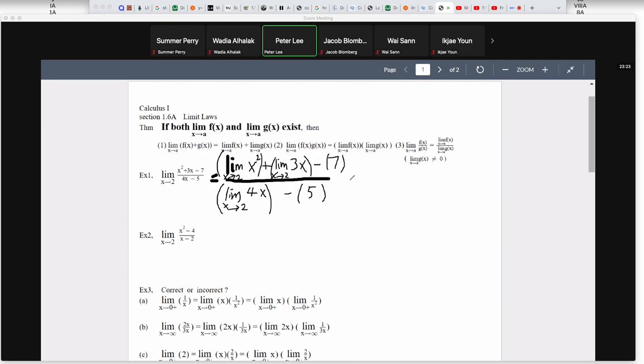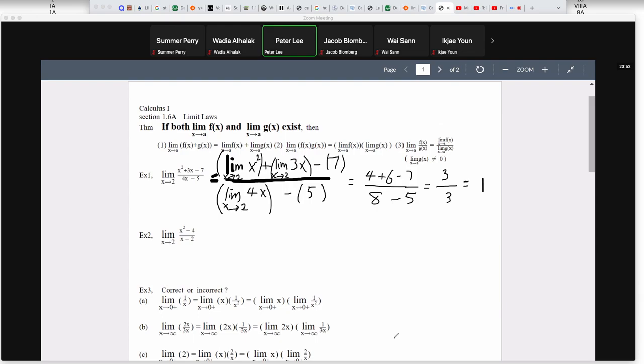So how about this? What is that equal to? That will be 2 squared, which is 4, and then plus 3 times 2 is 6, and then minus 7, and then the denominator will be 4x, which is 8, and then minus 5. So when you do that, what does that become? That becomes 3 over 3, which is equal to 1.